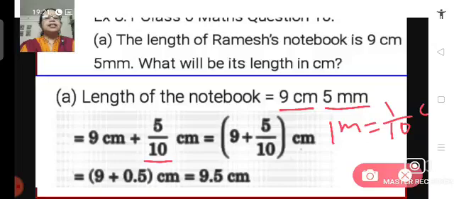So we can write it as 9 centimeters plus 5/10 centimeters. So it is 9 plus 0.5 centimeters, that means 9.5 centimeters. So the length of Ramesh's notebook is 9.5 centimeters.